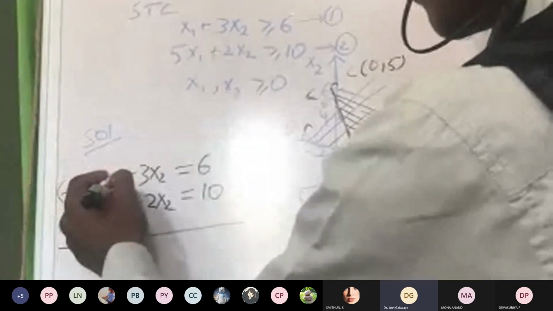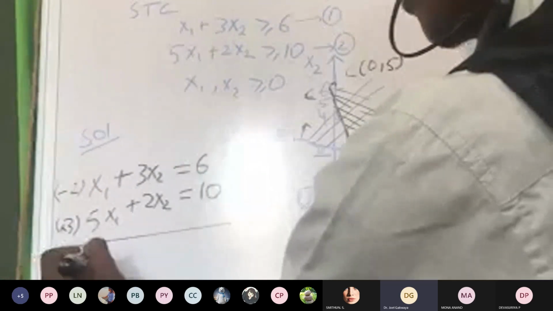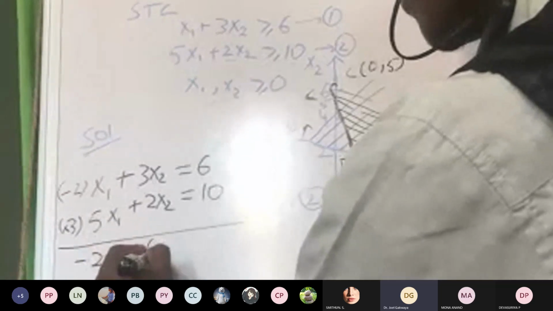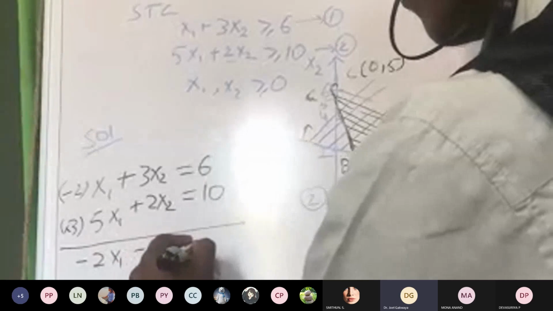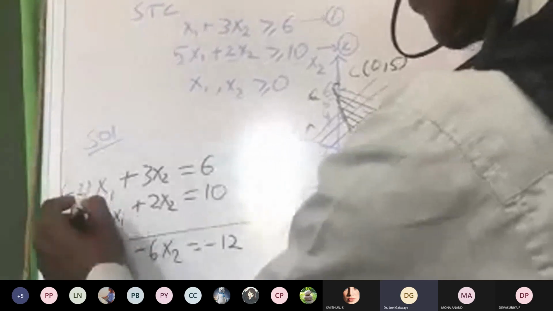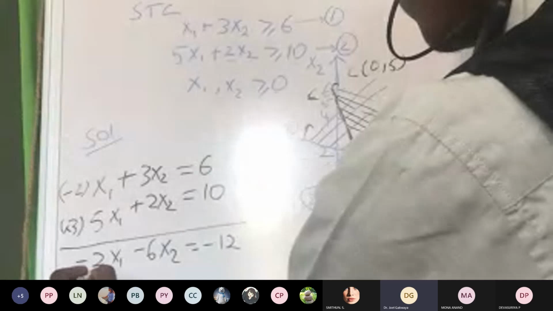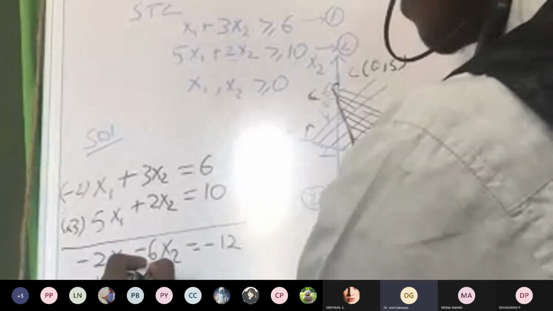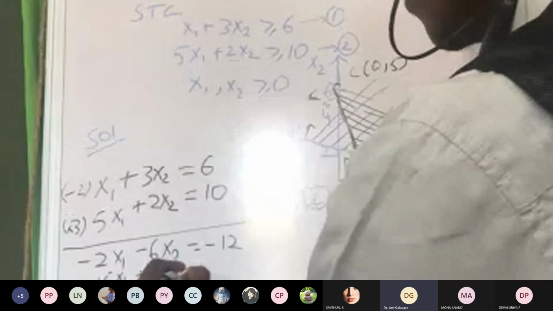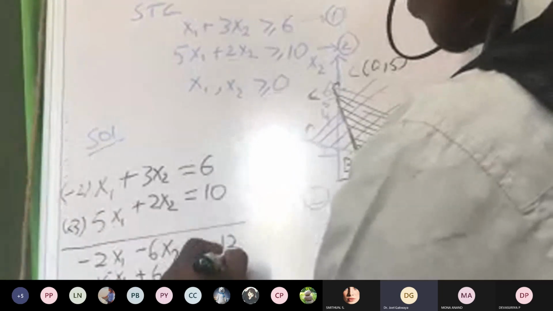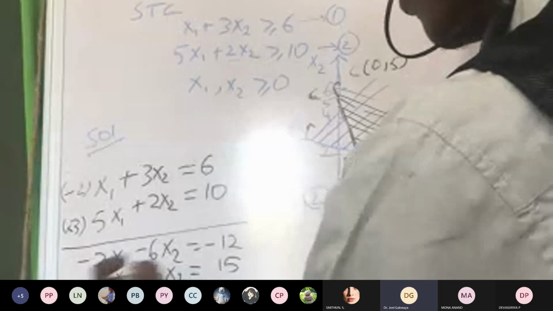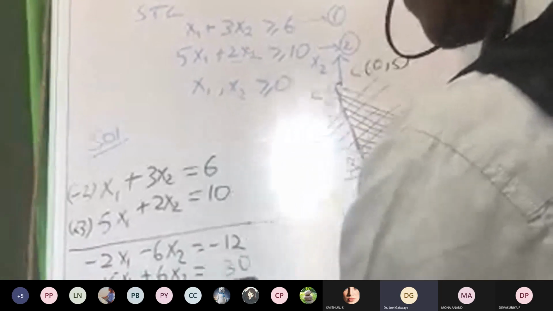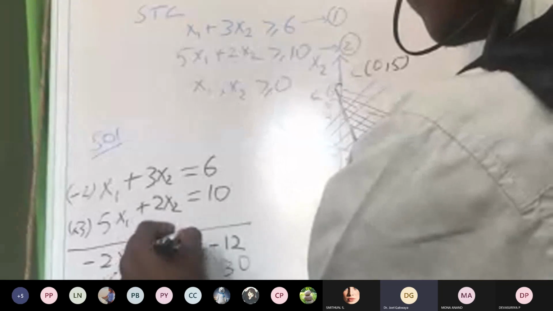So when I multiply this, it is going to be minus 2x1 minus 6x2 equal to minus 12. Here is 15x1 plus 6x2, which is equal to 30. All right, this plus and negative, they're gone.